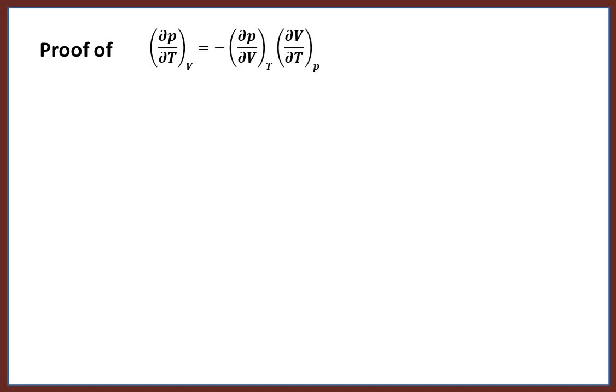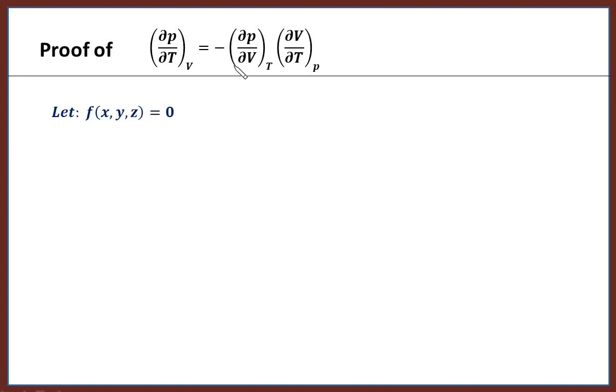Now, as I promised you that I am going to prove this relation at the end of this video, so let's prove it. We assume any general function which is a function of x, y and z. So we can write f(x, y, z) equals 0, and at the end we can take x, y, z as any thermodynamic variable. It may be p, v and t, anything.